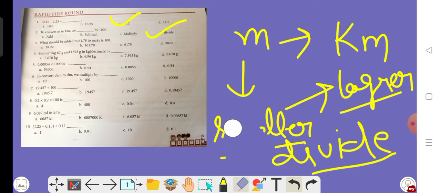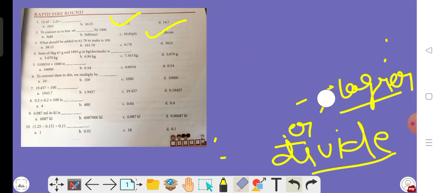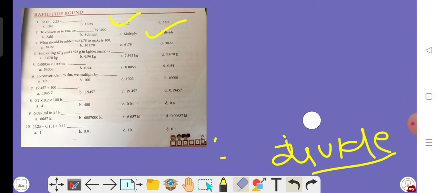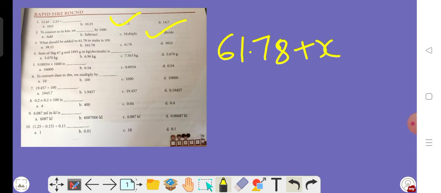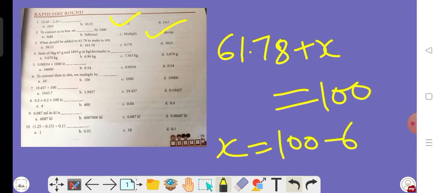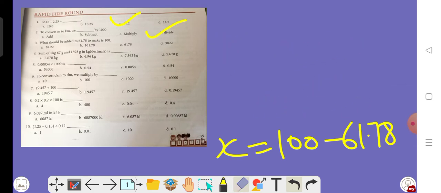Now come to question number 3. What should be added to 61.78 to make it 100? In this question we have to find a number that we add to 61.78 and the result will become 100. So 61.78 plus the required number, say x, is equal to 100. So x is equal to 100 minus 61.78. Here we have to subtract this number from 100 to get our answer.